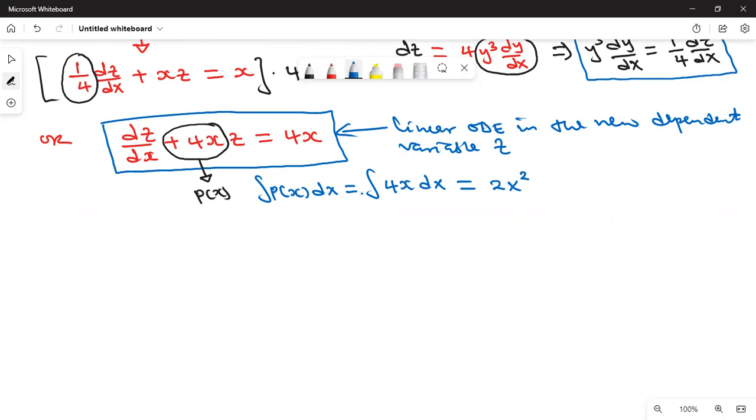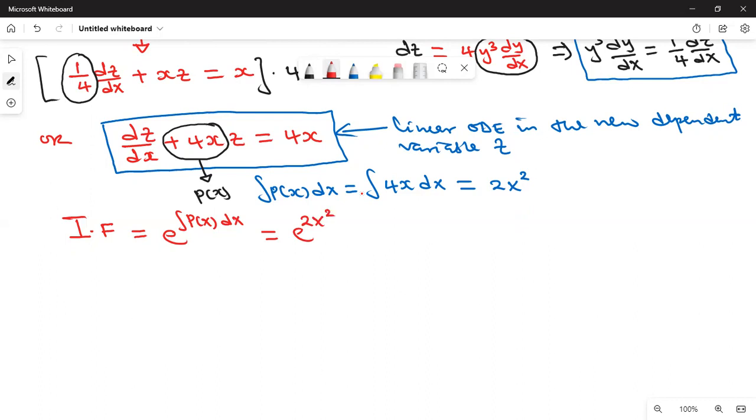The next thing, you get the integrating factor. The integrating factor should be equal to exponential the integral of p of x dx. And so that is exponential, and that integral was 2x squared. So this is our integrating factor.